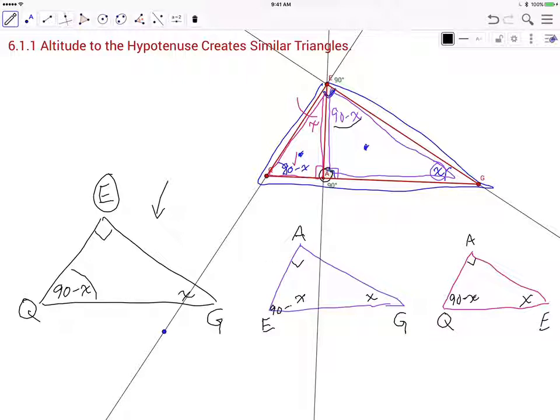What's really important though is that we now have triangle Q, E, G, which is the large, is similar to triangle E, A, G, is similar to triangle Q, A, E. Really important idea to get a grip on, because we're going to then, in the next section, talk about the sides that are proportional.